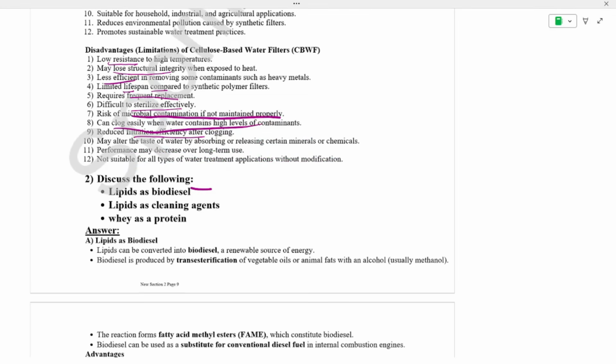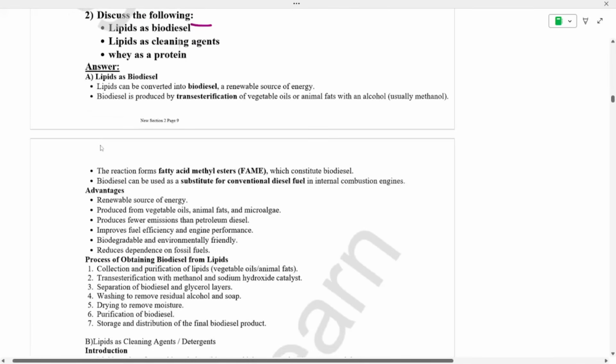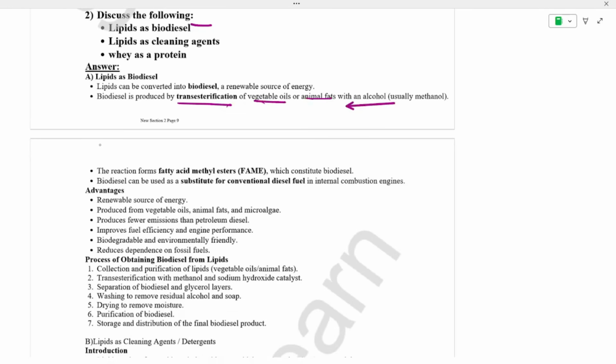Next is about lipids as biodiesel, and next is cleaning agents and whey protein. I'll just be saying what the focus here is: biodiesel. It is nothing but the transesterification of vegetable oil or animal fats with an alcohol, usually methanol, okay? They use methanol for the transesterification, and the reaction forms fatty acid methyl esters, and it is a substitute for conventional diesel fuel.